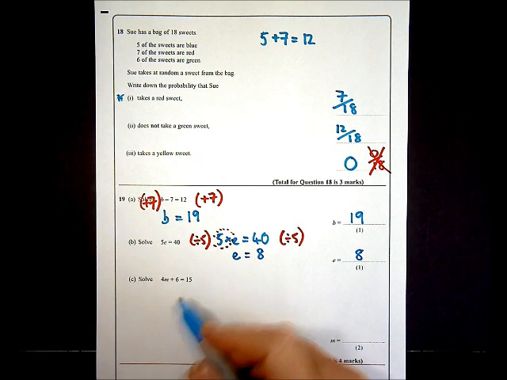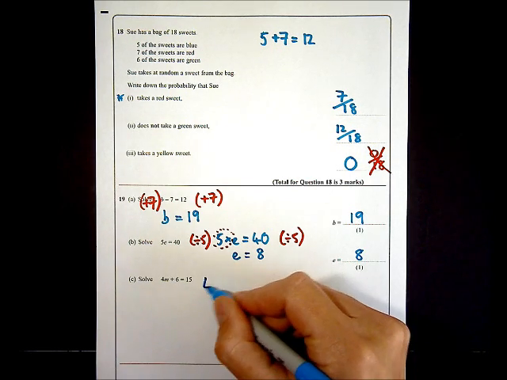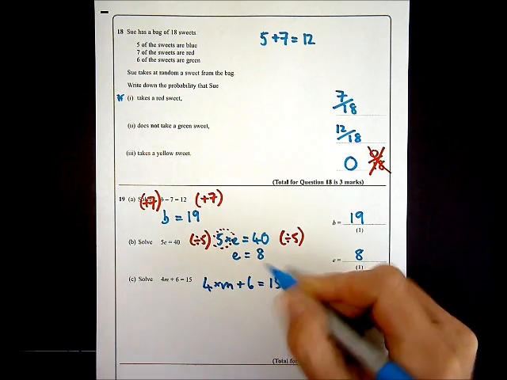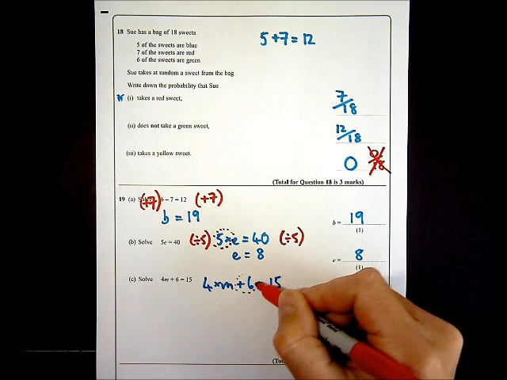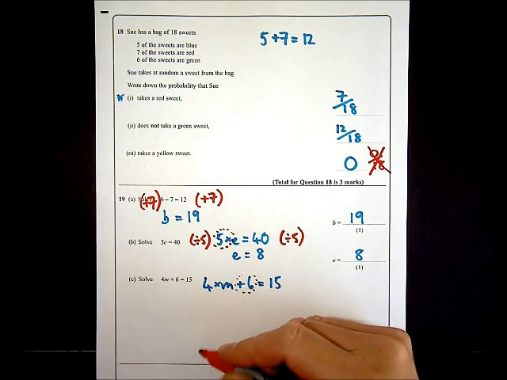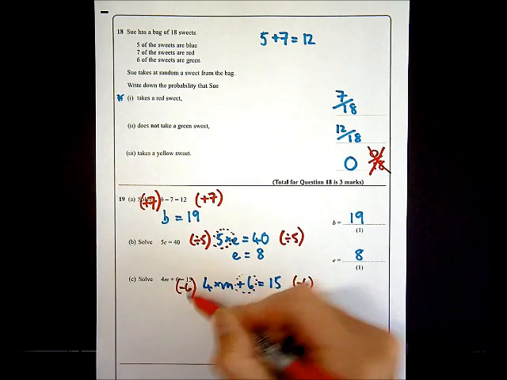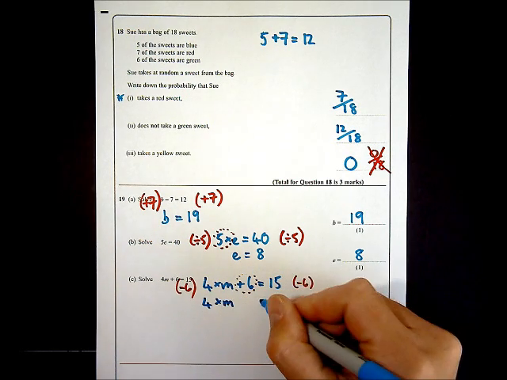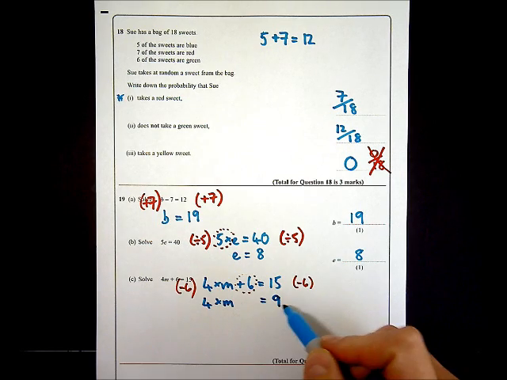And finally, in part C, I'm told that 4m add 6 equals 15. So 4 times by m add 6 equals 15. So the first thing I'm going to do is get rid of this add 6. I want to find out what just 4 times by m is equal to. So I'm going to take away 6 from both sides. And that will then leave me with what 4 times by m is equal to. So 15 take away 6 is 9. So 4 lots of m is equal to 9.